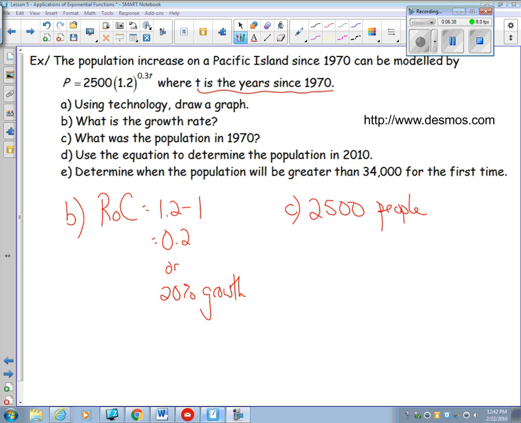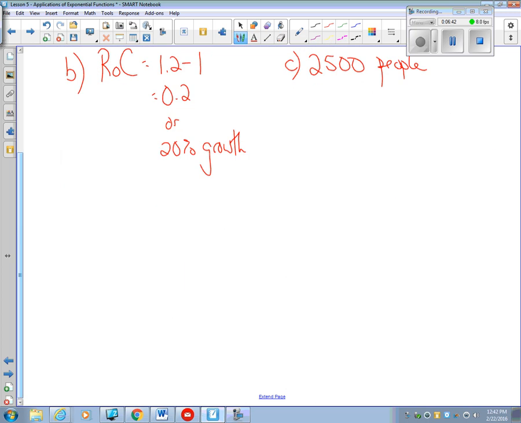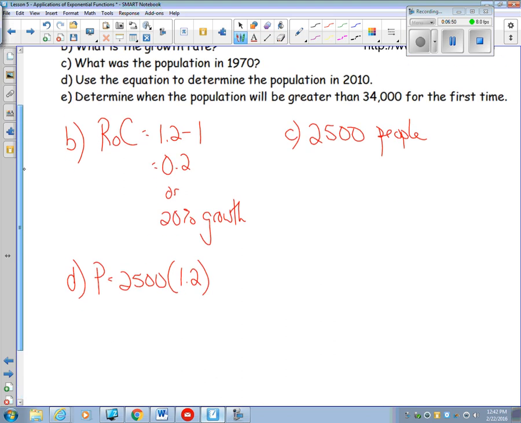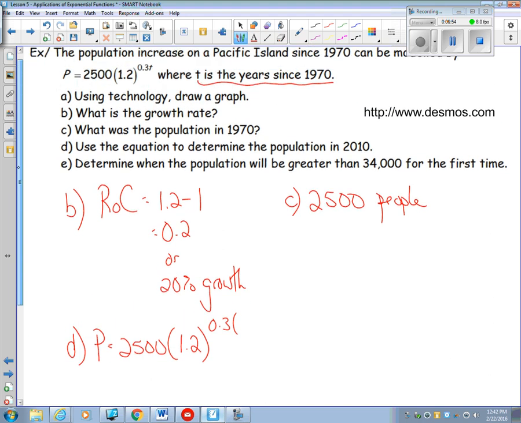Okay, part D, use the equation to determine the population in 2010. So my population was 2,500 times 1.2 to the power of 0.3 times T. Now T is the years since 1970. So how many years is it from 1970 to 2010? I think that's 40 years. So my T is 40.